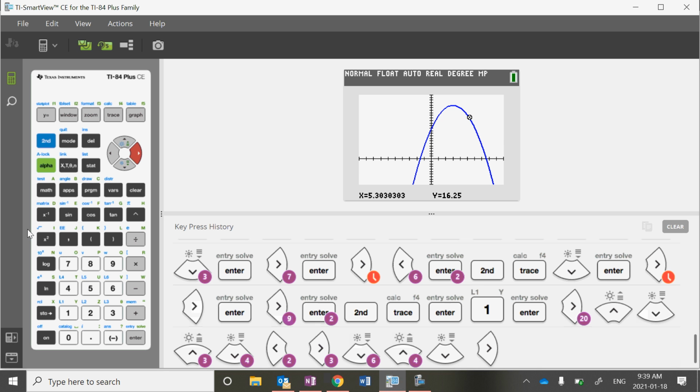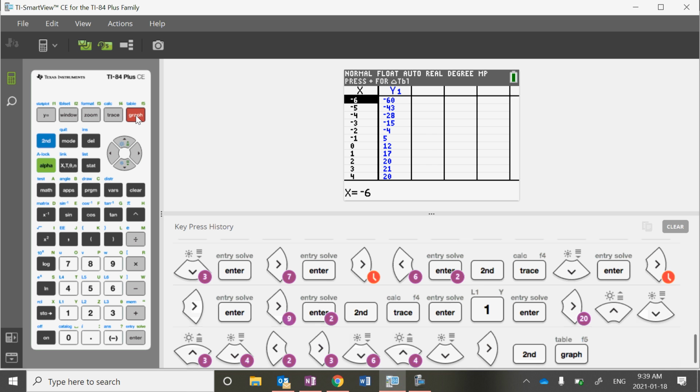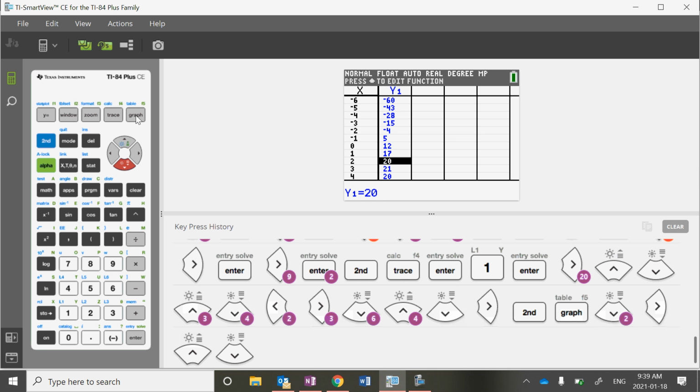You could also do second graph and open up your data table. So I can see on here 17 is at 1 second, and I could go down on it and I can find 5 seconds too. So there's a lot of different ways you can use your calculator. I personally am one to almost always just put the line in and do your intersect.